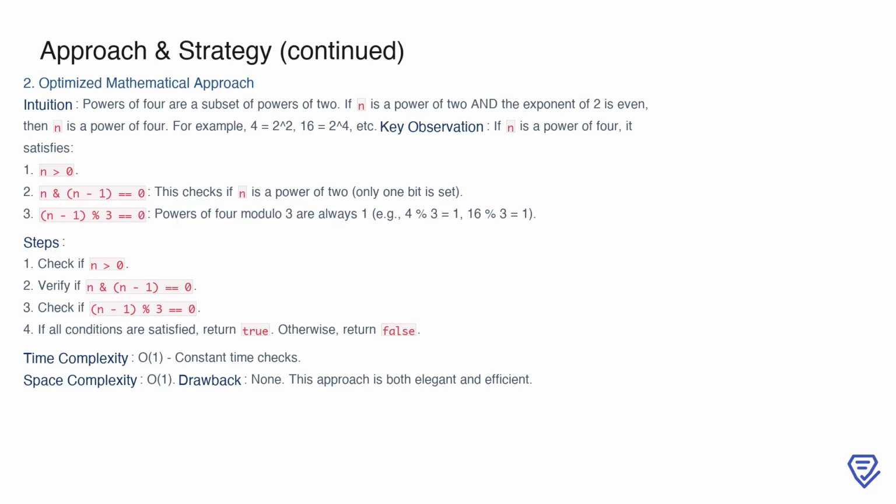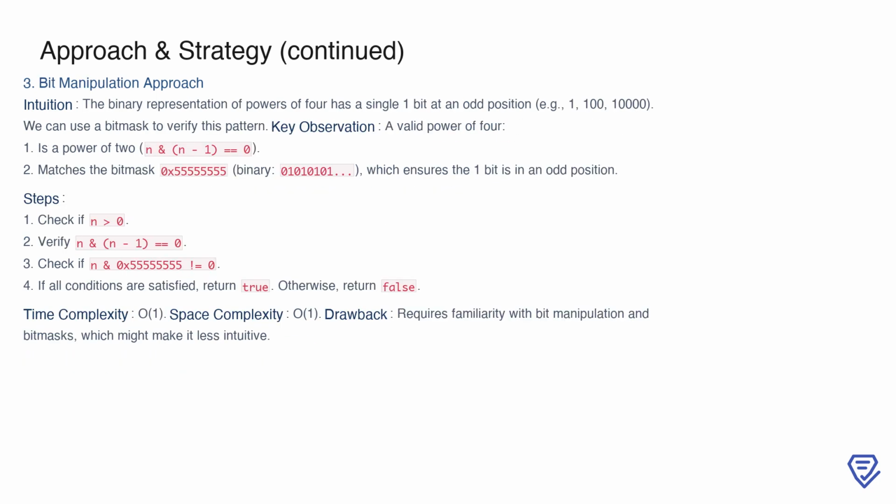By verifying these conditions, we can determine in constant time whether a number is a power of 4. This approach is both elegant and efficient, with no notable drawbacks.